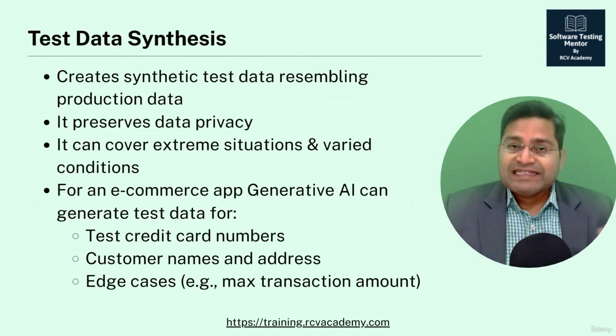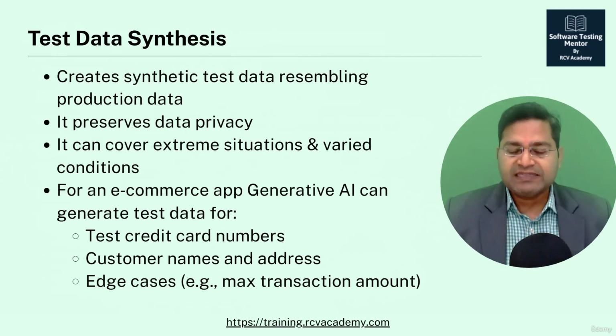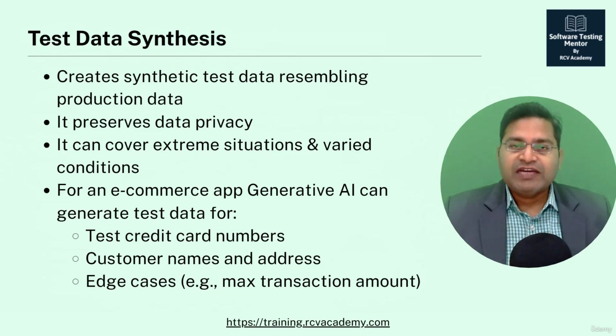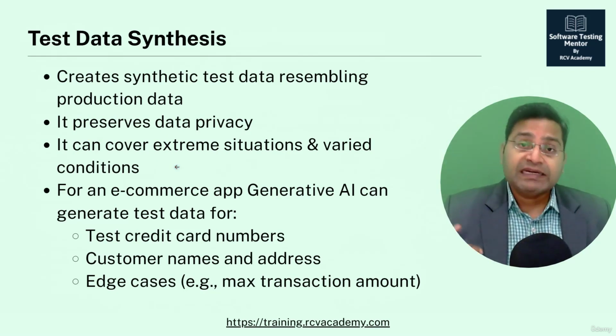Okay, then test data synthesis. It can help you create synthetic test data resembling production data. For example, in many scenarios we used to create fake test data using libraries. In Python, we have libraries like Faker that we used to create fake customer data for testing, because it is not advisable to use real customer data. It's a data breach. So Gen AI can also help you create synthetic data, and it preserves data privacy. It can cover extreme situations and varied conditions as well.